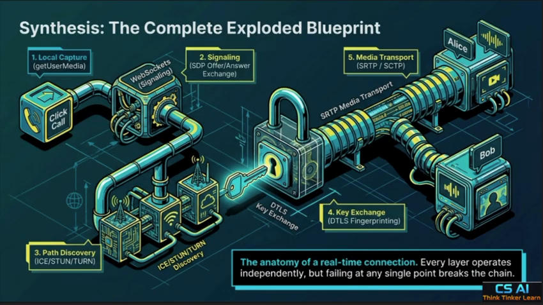This is a complete synthesis. To click call, you capture local media, use WebSockets to exchange SDP blueprints, discover network paths via STUN or TURN, perform a DTLS key exchange, and finally, flow encrypted SRTP media through the P2P pipe. Every layer operates independently, but failing at any single point breaks the entire chain. This is the anatomy of a modern real-time connection.